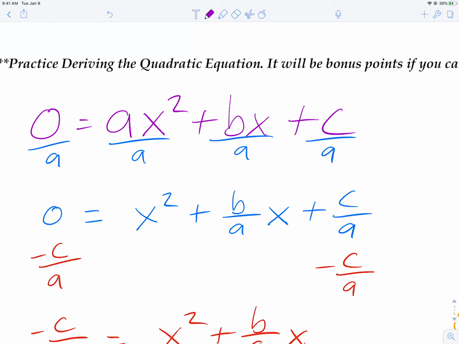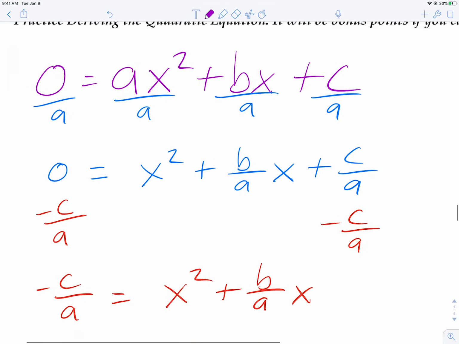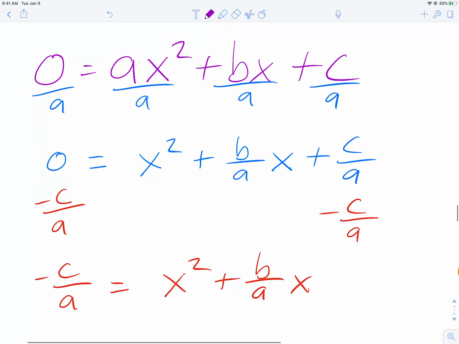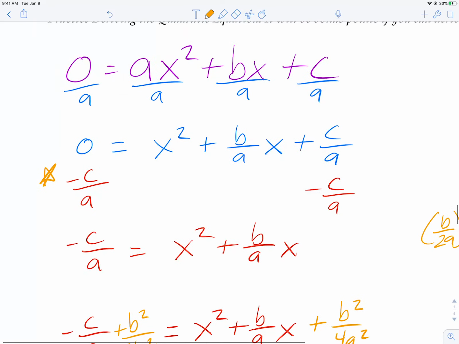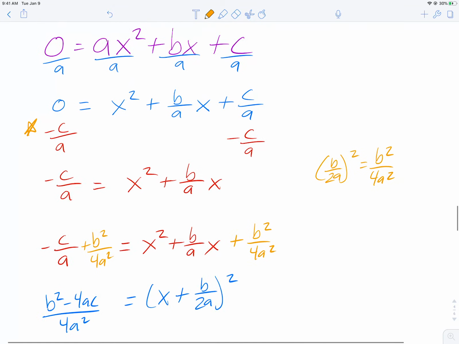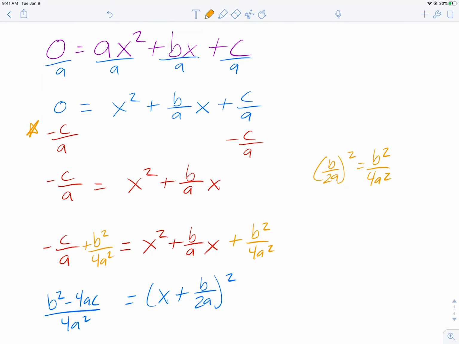First, we need to make sure x squared is by itself, so we divide everything by a. And then we have 0 equals x squared plus b over a x plus c over a. Now this is my slight change. So if you prefer, you can move your constant to the other side immediately so that you do not have to worry about it. So subtracting c over a from both sides gets you negative c over a equals x squared plus b over a x.